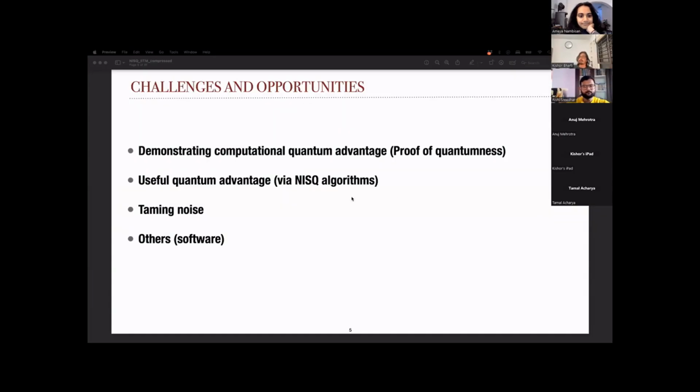So we talked about this proof of quantumness and then useful quantum advantage, which is why the NISQ algorithm is something that I will focus on today. There are many challenges, like the challenge of taming noise. Here also I discussed last time a proof of quantumness which can be implemented on currently available quantum devices, for which it's difficult to spoof.